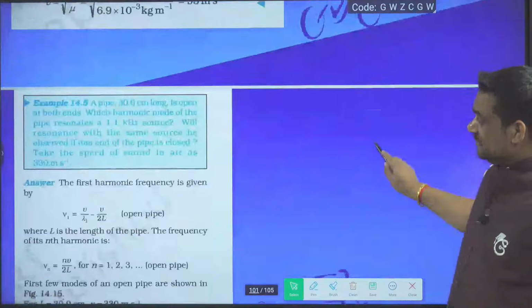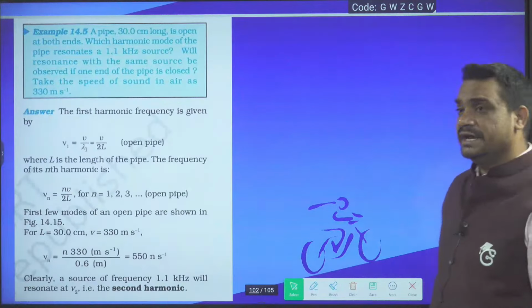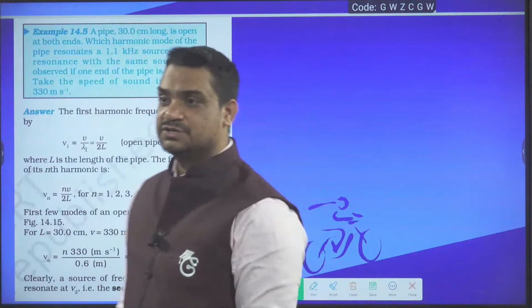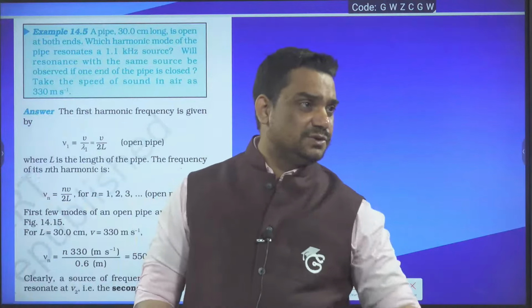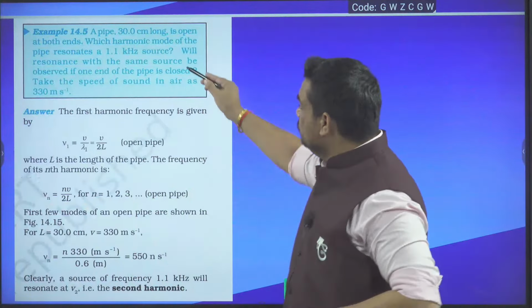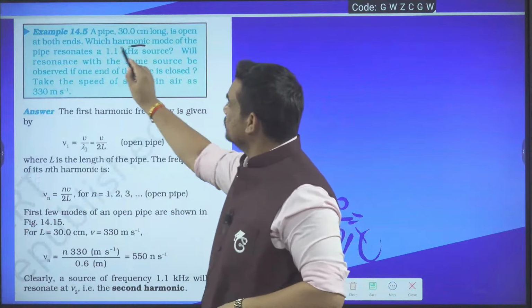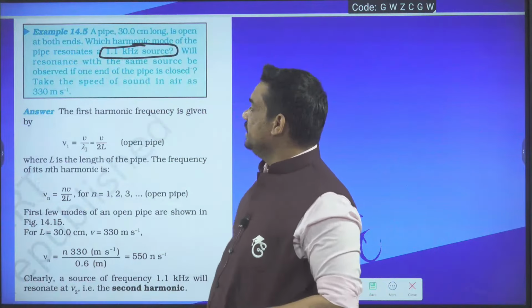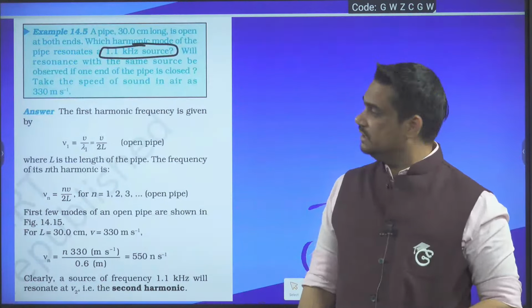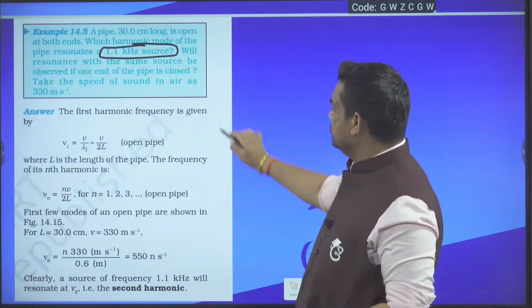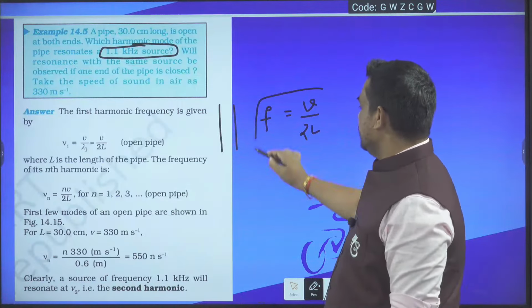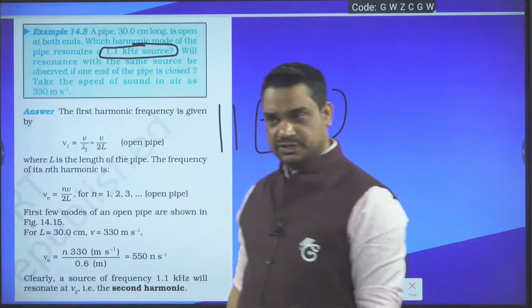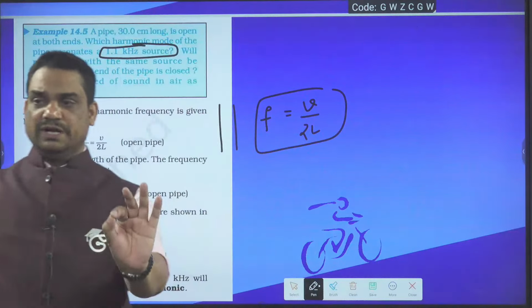Now we have the next question here. A pipe 30 centimeter long is open at both ends. Which harmonic? You have seen this question multiple times in your examination. It resonates to a 1.1 kilohertz source. First of all, we need to figure out its fundamental. It is open at both ends, so the fundamental is going to be V by 2L. Don't go by the solution of NCERT again. V by 2L you have to calculate.